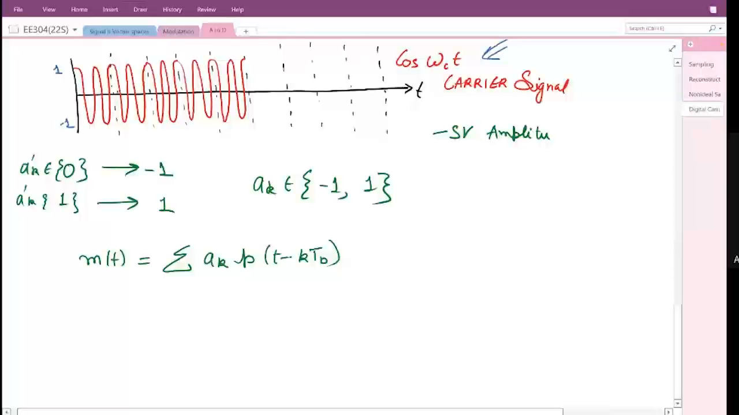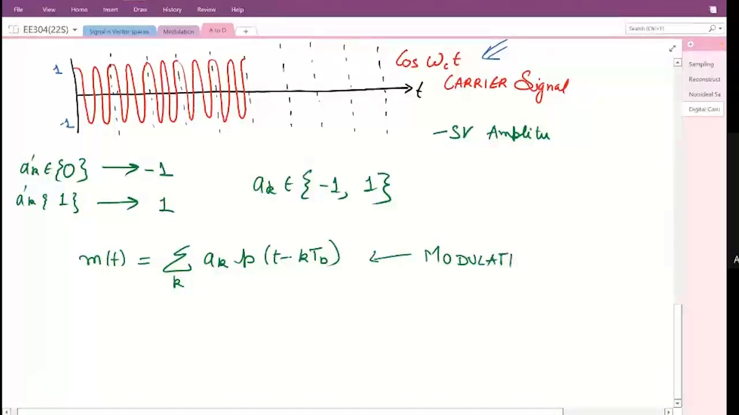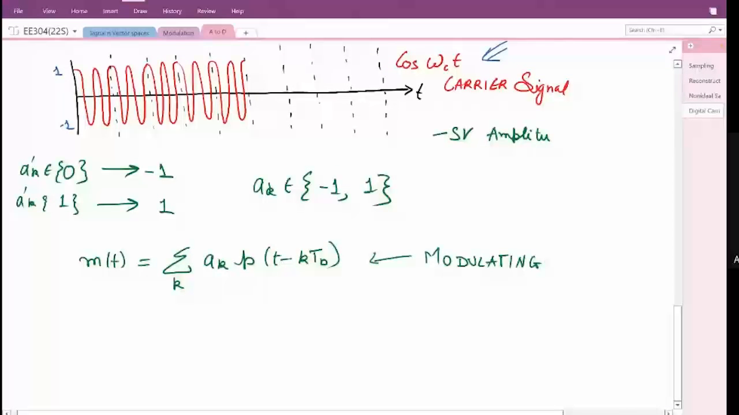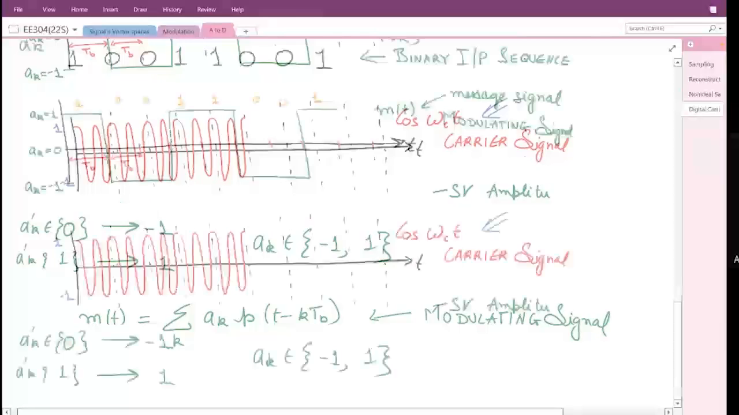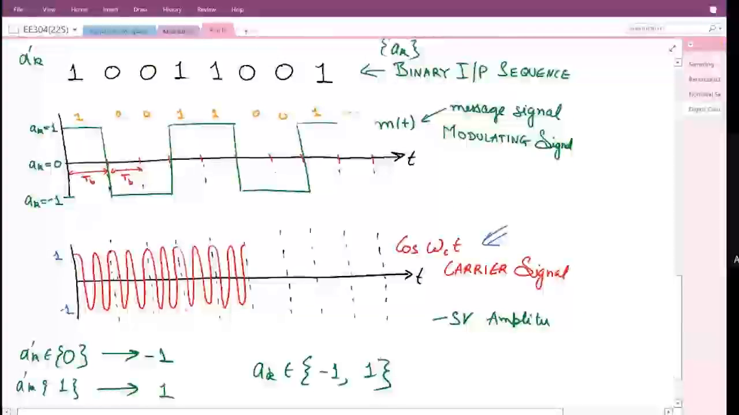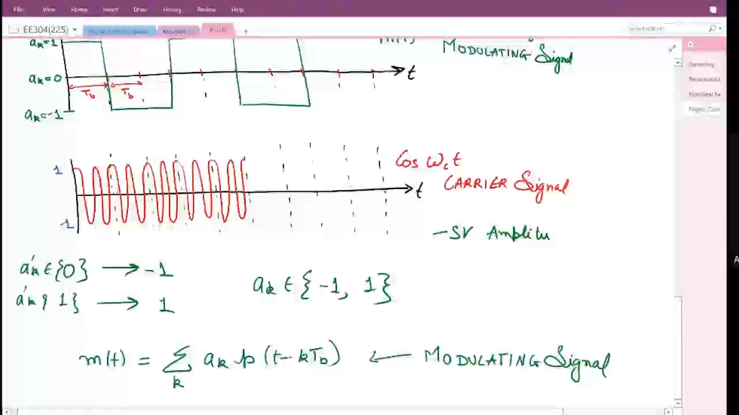KTP, we can write it like this, summation over K, and this is again going to be our modulating signal, which we have drawn in here like this. This is the modulating signal MT. Now if this is the modulating signal and we have the same carrier, then how should the modulated signal look? What should be the modulated signal?